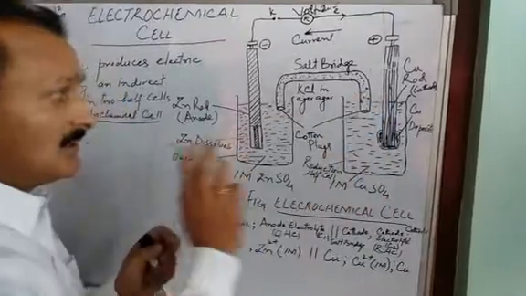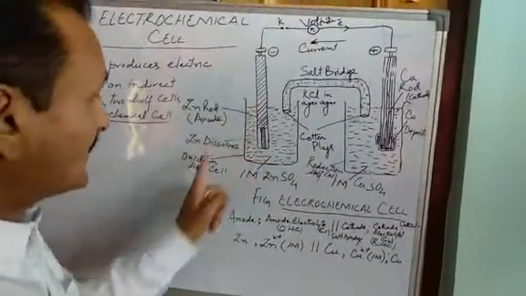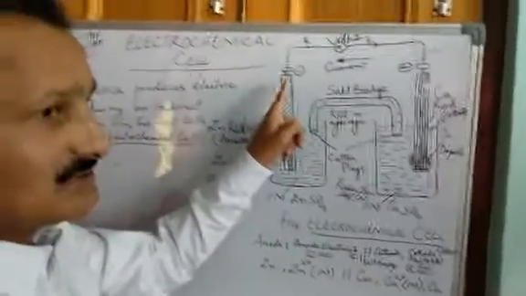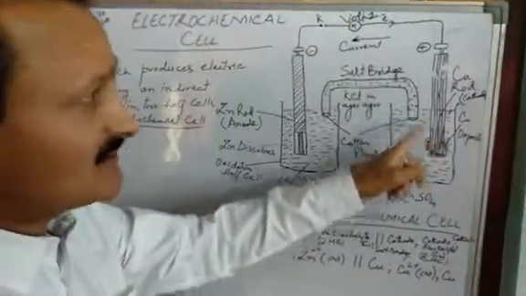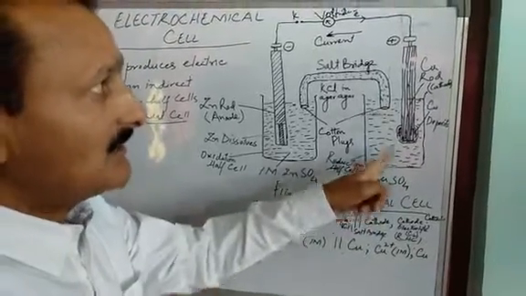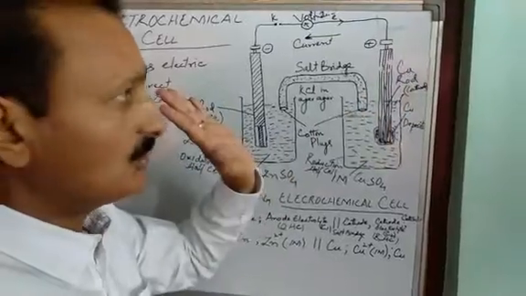Once more, I will tell you about these electrodes. The electrode which has been kept in the oxidation half cell is known as anode. It is negatively charged. And the electrode which has been kept in this half cell, that is the reduction half cell, has positive charge and it is known as cathode.